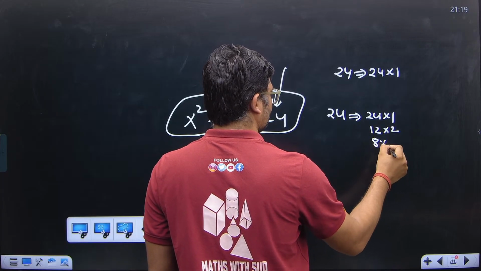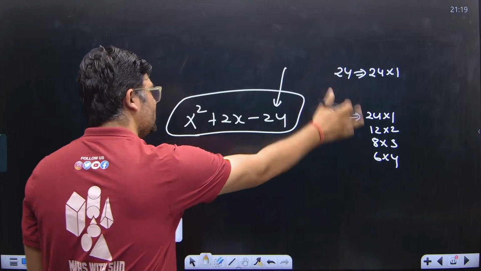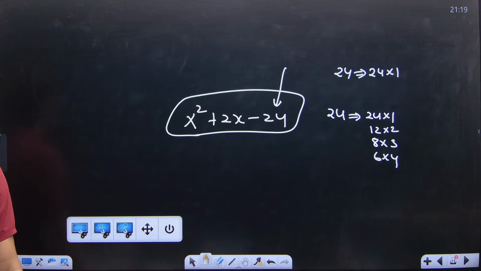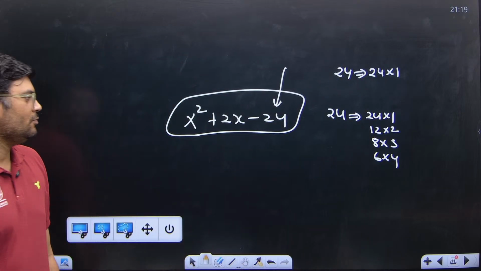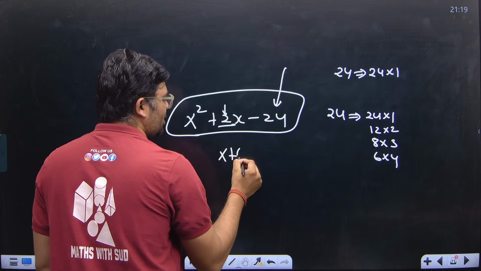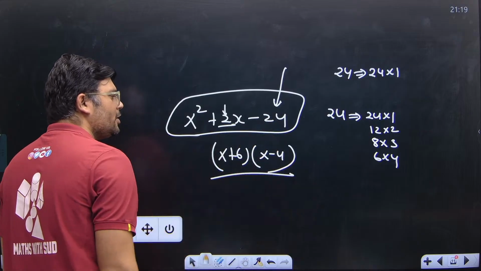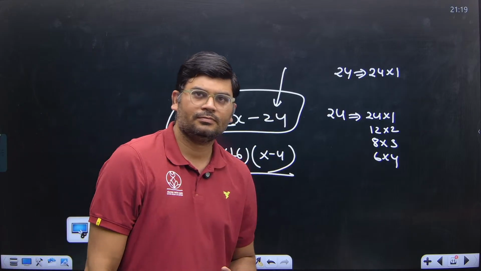Oh, that's 2 volts. Yeah. So the numbers are between this pattern. 6 times 4. Yes. So what will be the answer? The greater number is positive because this is positive. So x plus 6 and x minus 4. So you can quickly find this out. Are you getting it? Yes, sir.